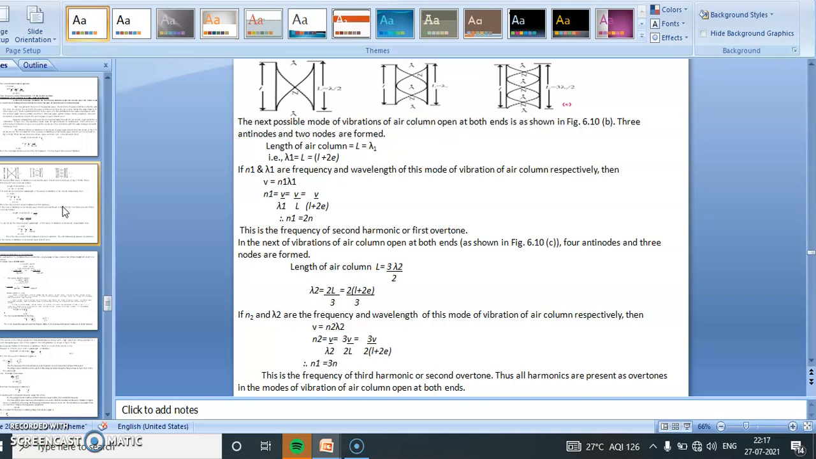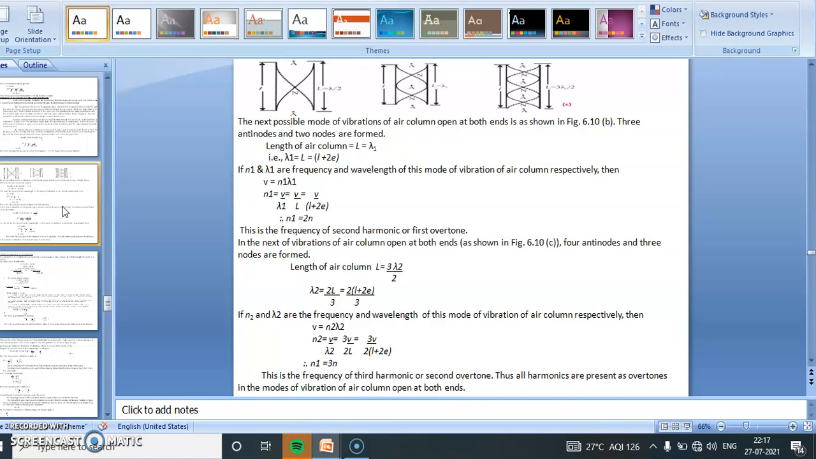In the next vibration of air column open at both ends as shown in the figure, there are four antinodes and three nodes formed. So the length of air column is 3 lambda 2 by 2. Okay. So here we get lambda 2 is equal to twice L upon 3, equal to twice l plus twice e upon 3. If n2 and lambda 2 are the frequency and wavelength of this mode of vibration of air column respectively, then v is equal to n2 lambda 2. Put the value of lambda 2.